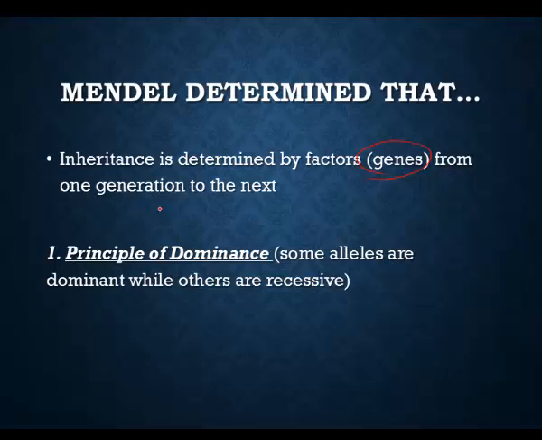So from one generation to the next, this is where he established his first principle of dominance. So some alleles, or some types of genes, are dominant while others are not. So in the case of tall and short, tall is dominant over short, and we can see that because when you breed a tall and a short plant, all the offspring that inherit any copies of the short genes don't show it. So that must mean that being tall is dominant over being short.